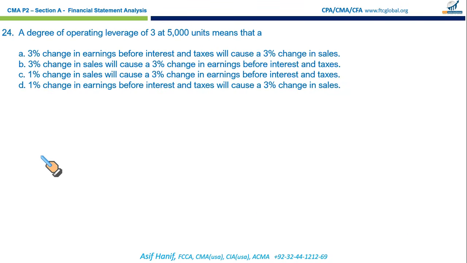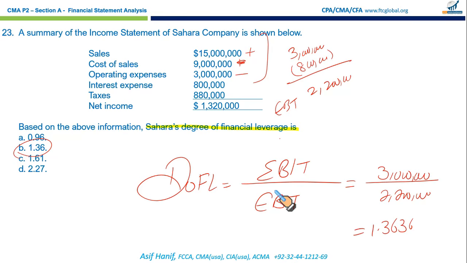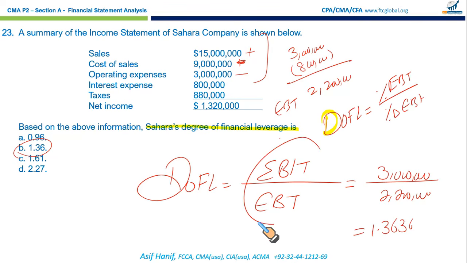Next, a degree of operating leverage of 3 at 5,000 units, what does it mean? Please remember, whenever you are given degree of financial leverage in percentages, let me take you back. This formula is used but in the reverse order. You use degree of financial leverage as percentage change in earning before tax over percentage change in earning before interest and tax. This order is reversed in the percentage format. I'm sure you would know if you have read your leverage topic well.